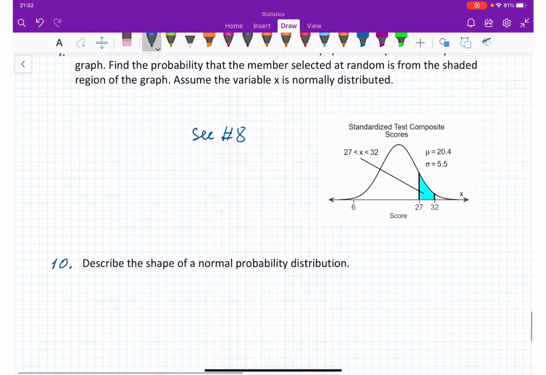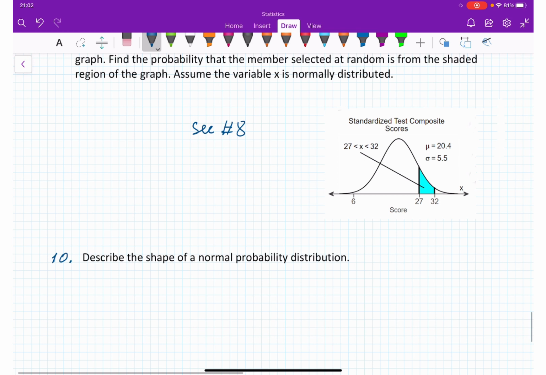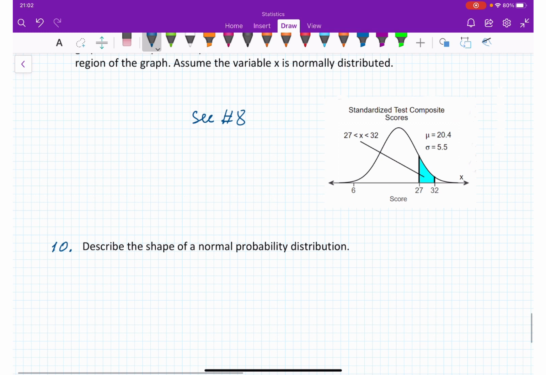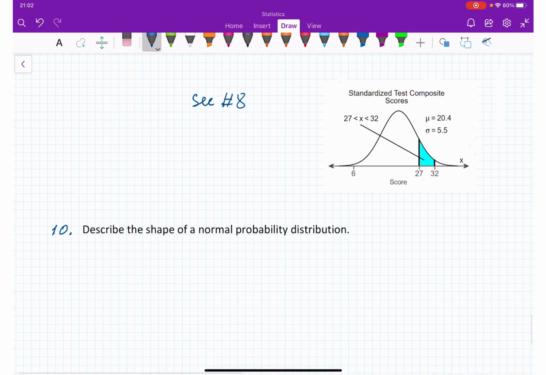And lastly, describe the shape of the normal distribution. So what is the shape of the normal distribution? For students who watched the video on the normal distribution, they know that the normal distribution roughly has a bell shape, which is like this. I am not saying perfect, but if you approximate, it's going to be bell-shaped.